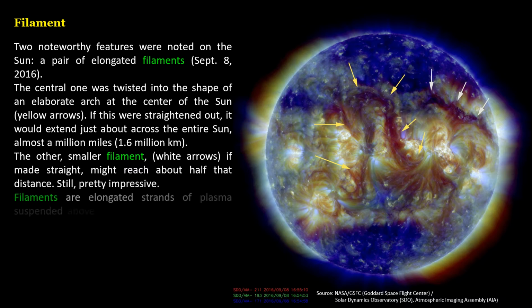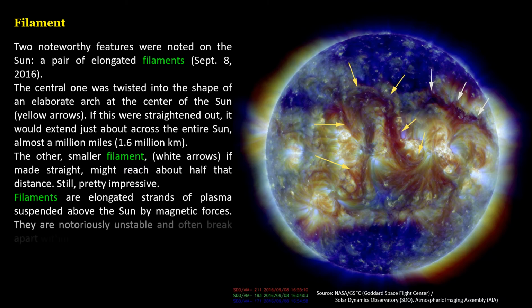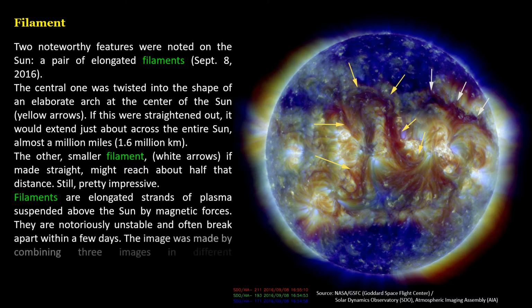Still, pretty impressive. Filaments are elongated strands of plasma suspended above the Sun by magnetic forces. They are notoriously unstable and often break apart within a few days. The image was made by combining 3 images in different wavelengths of extreme ultraviolet light.